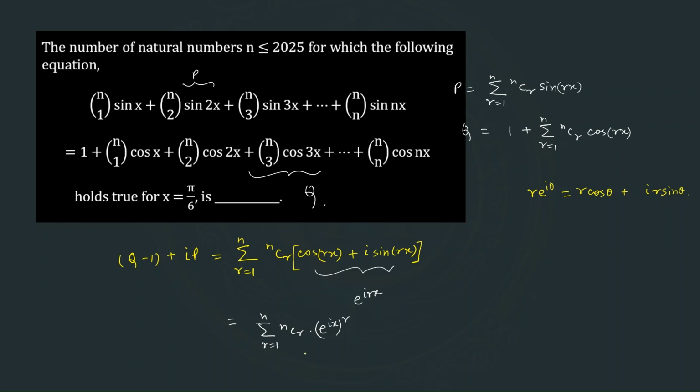So this series is nothing but the binomial series. That means this can be written as 1 plus e to the power iota x whole to the power n. And there is one term missing. What will be that term? That term will be nC0 e to the power iota x whole to the power 0, that means minus 1. So we can write this Q minus 1 plus iota times P as 1 plus e to the power iota x whole to the power n minus 1.